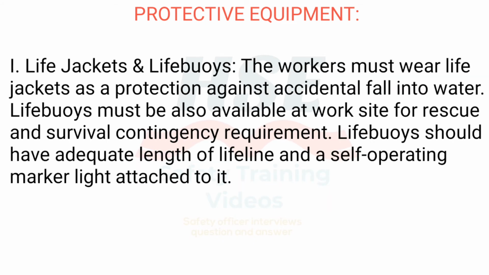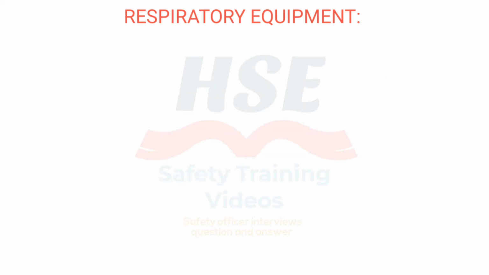I. Life jackets and life buoys. The workers must wear life jackets as a protection against accidental fall into water. Life buoys must be also available at work site for rescue and survival contingency requirement. Life buoys should have adequate length of lifeline and a self-operating marker line attached to it.